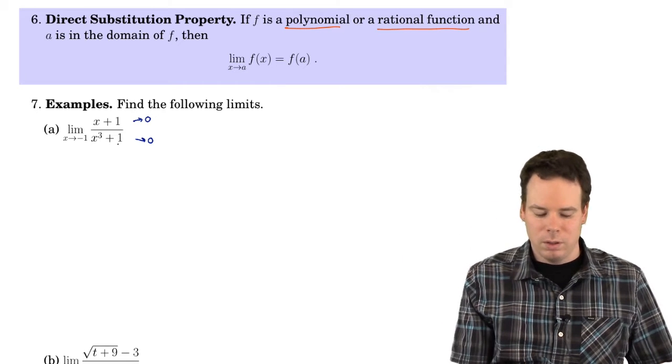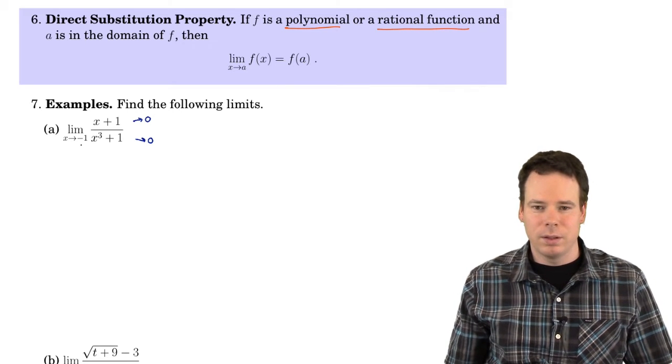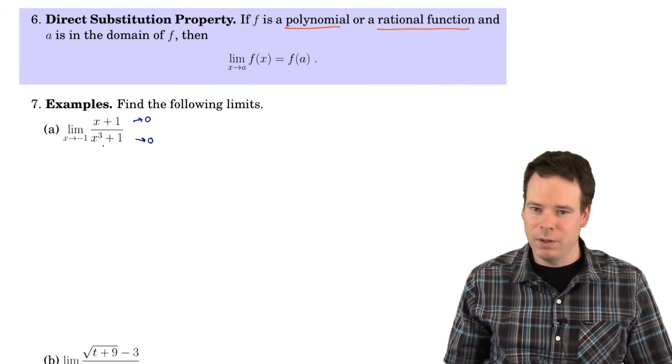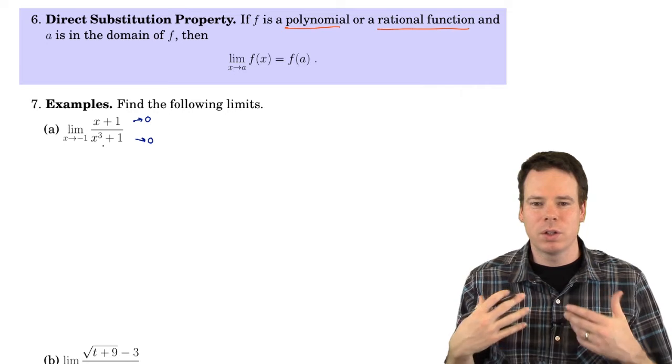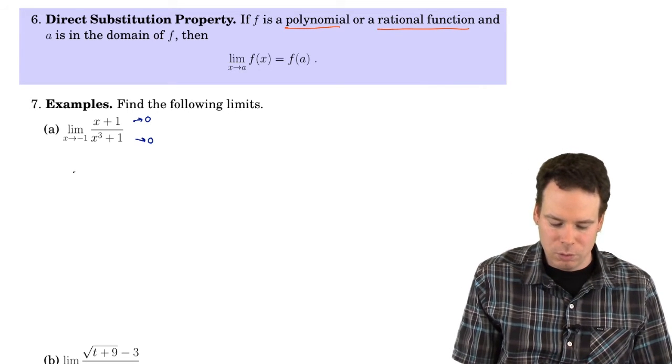I want to know what do the values of the function get close to as x gets close to -1. I'm not asking what's going on exactly at -1. At -1, the function is not defined there. I'm just asking what the limiting value is. What's going on with the function values when x is close to -1. So here's what we do.